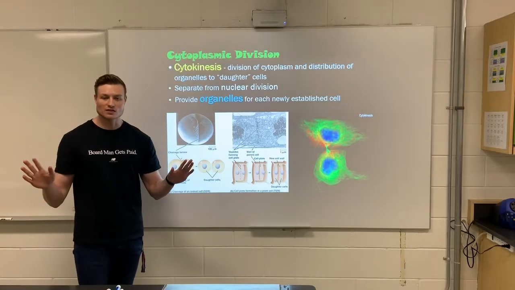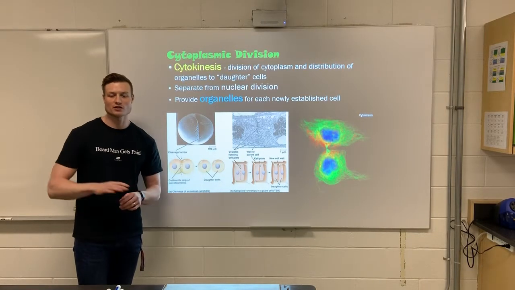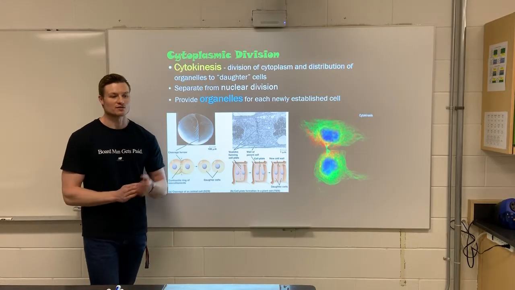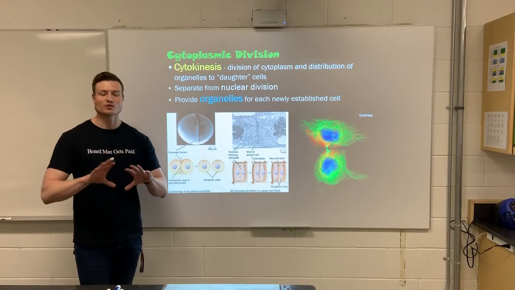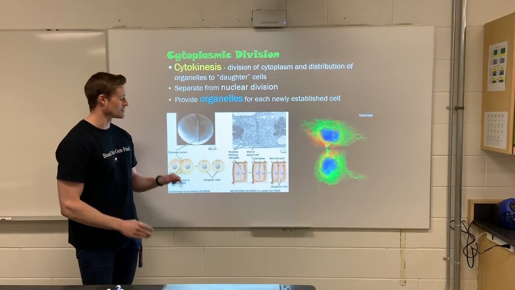Organelles will be evenly distributed, so some mitochondria here, mitochondria there. We get some ribosomes here, ribosomes there. We'll evenly distribute the organelles, and now we have 2 brand new cells. Away we go.